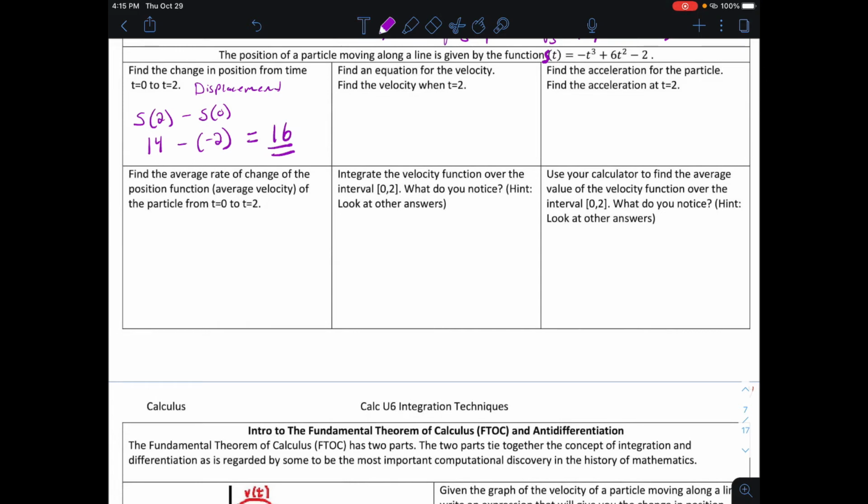Okay, second one here, find an equation for the velocity, and then find the velocity when time is equal to 2. Well, velocity is equal to the derivative of my position function, so my velocity equation here would be negative 3t squared plus 12t, and then the derivative of 2 is 0. And we would just find that value when we put 2 in. And so negative 3 times 2 squared plus 12 times 2. And we wind up getting a velocity of 12 units.